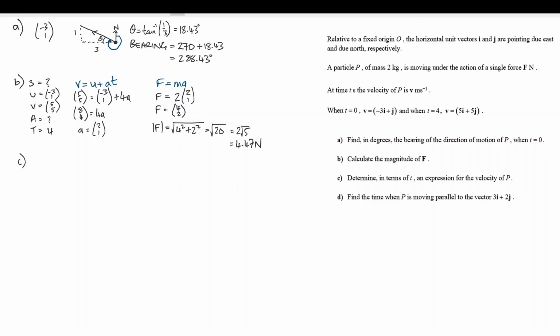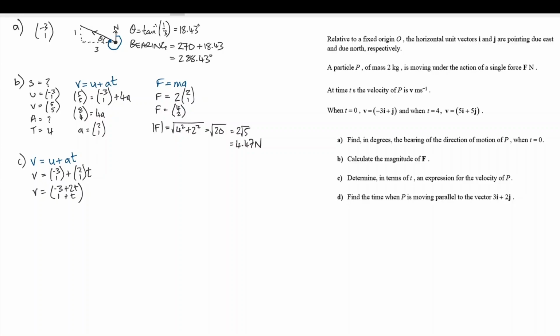In part C of the question, we've been asked to determine, in terms of t, an expression for the velocity of P. Velocity still comes from v equals u plus at, but we're going to use an unknown time. We're just going to use the variable t and generate an expression from there. So the initial velocity, negative 3, 1, an acceleration of 2, 1, and here's our unknown t. Our expression for velocity, negative 3 plus 2t, 1 plus t.